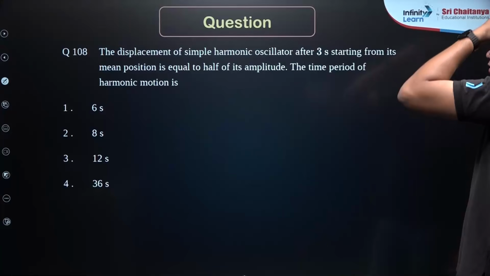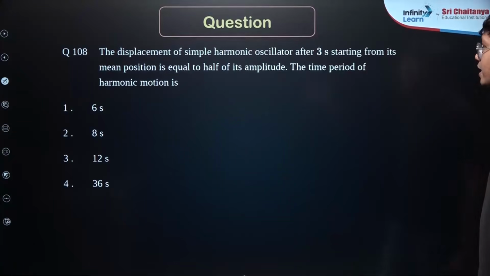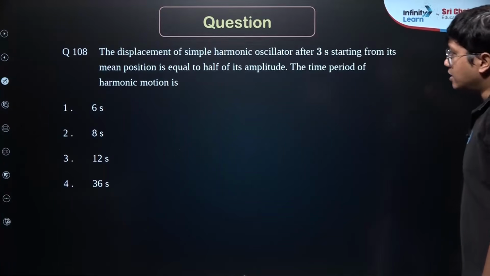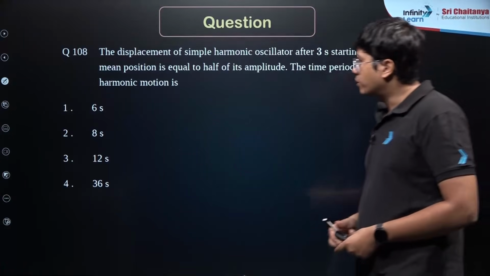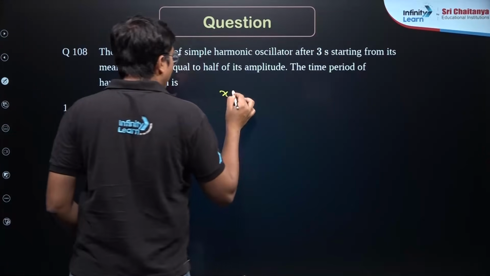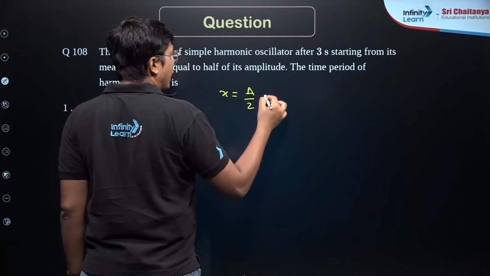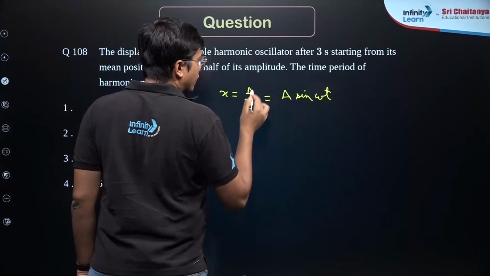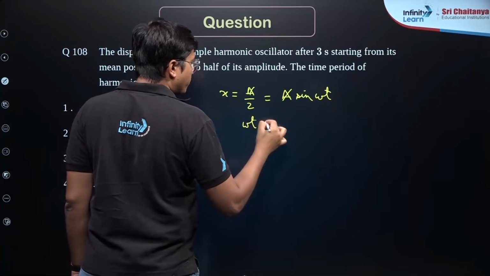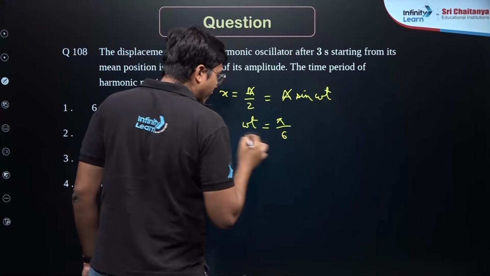Next one, displacement of a simple harmonic oscillator after 3 seconds starting from the mean position is equal to half its amplitude. The time period of the harmonic motion is how much? So basically x is equal to A by 2, half its amplitude. If I put a sine of omega t as the equation for it, that will tell me omega t should be equal to pi by 6, 30 degrees.